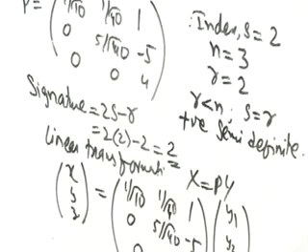Transformation to canonical form by using the diagonalization method. This is called the diagonalization method. In the next class we will continue with the reduction method.